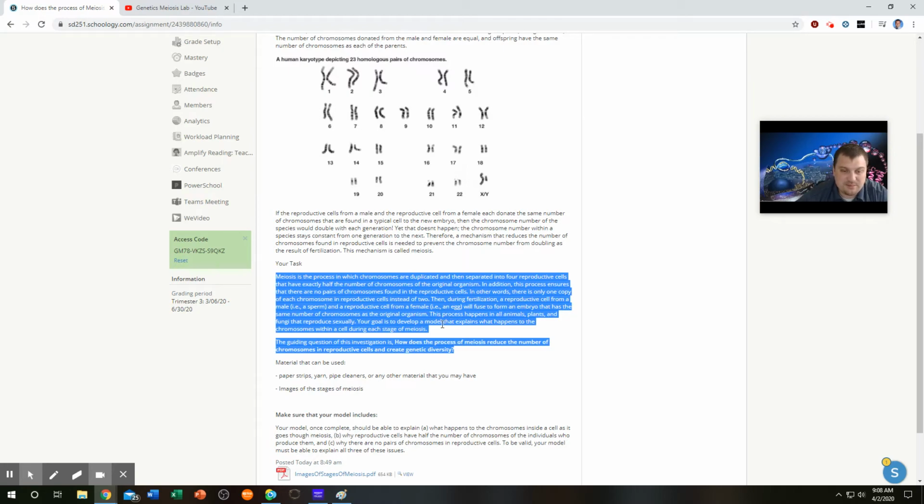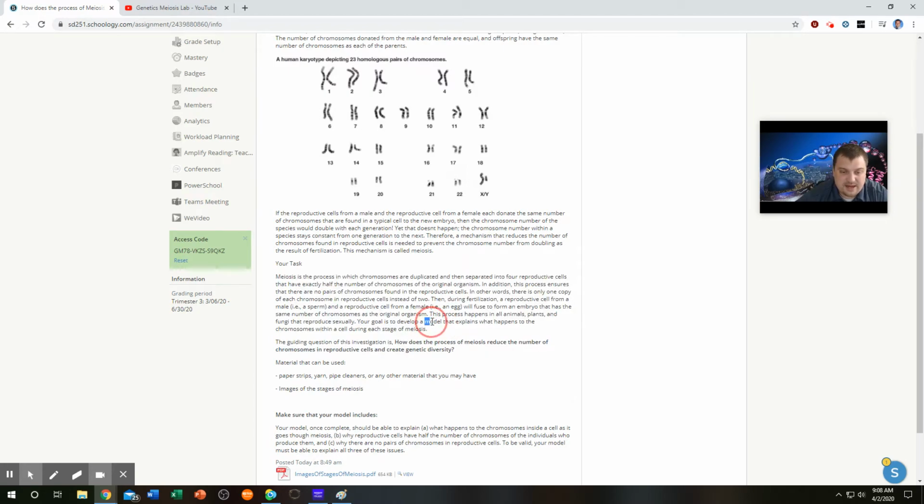Your goal is to develop a model that explains what happens to the chromosomes within a cell during each stage of meiosis. So ultimately, you'll go through each stage of meiosis and show how it carries this out, looking specifically at this driving question. How does the process of meiosis reduce the number of chromosomes in reproductive cells and create genetic diversity?